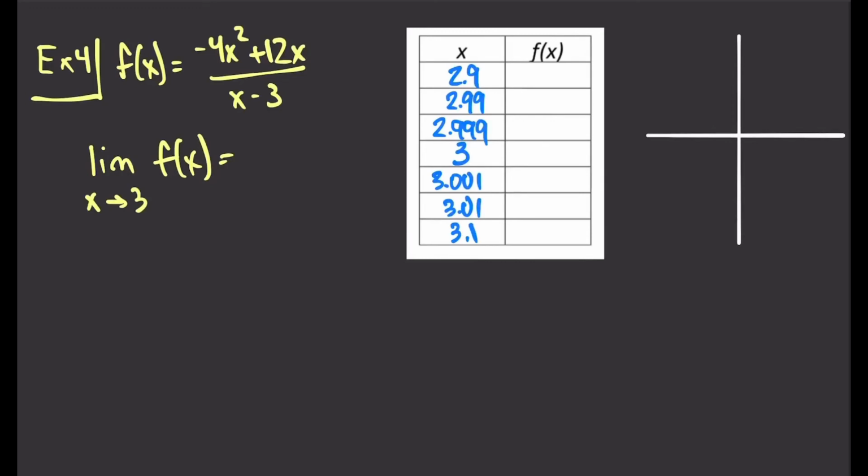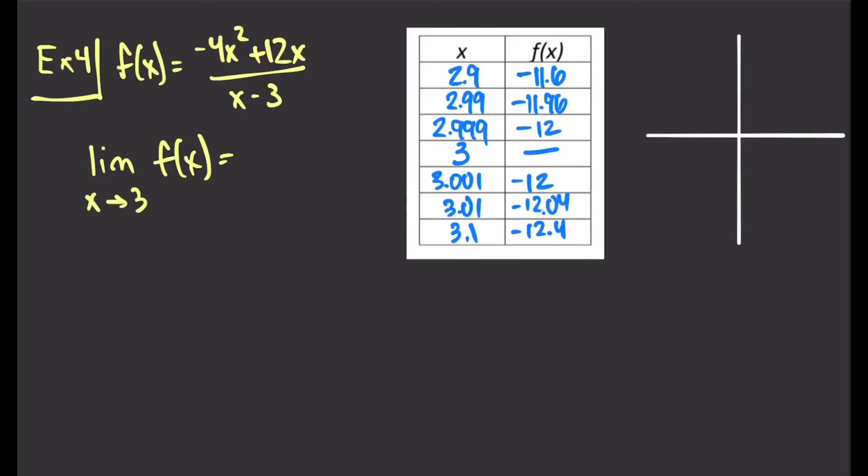So again, you'd be putting this into Y1 in your calculator, going to your table, setting up your table, and I got these values here, negative 11.6, negative 11.96. I got a negative 12, even though it has a rounding error. This did not exist. This said negative 12, and then I had negative 12.04 and negative 12.4.